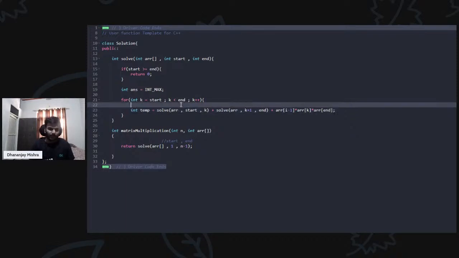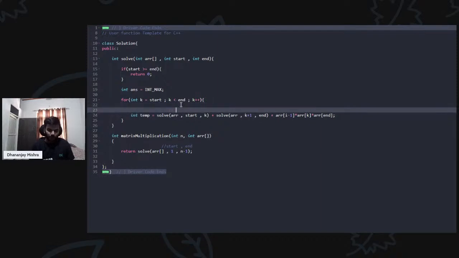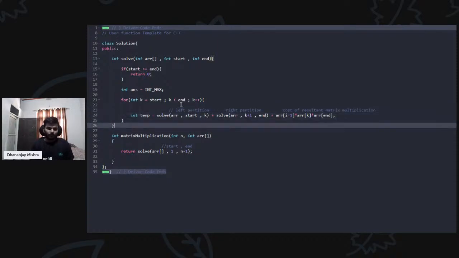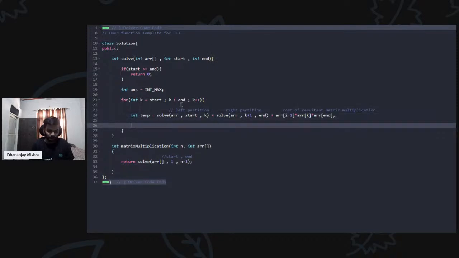So if I comment it down for you, this denotes my left part or the left partition. This denotes my right partition, and this denotes the cost of the resultant matrix multiplication, right? So that is it. And after that we will be taking the minimum of all the possible answers.